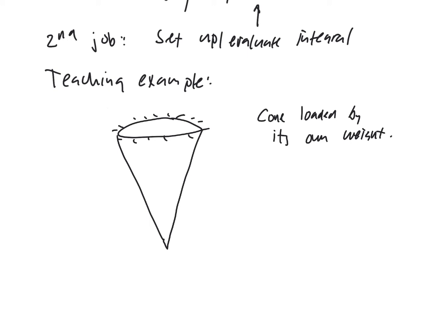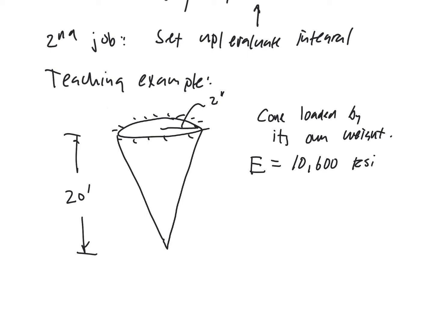So this one has a radius at the top of 2 inches. It has a length of 20 feet. Obviously, I'm drawing this not to scale. And it has the following properties. We're given that the modulus of elasticity is 10,600 ksi. And again, g is acting this way. So that's our symbol for the gravitational field.